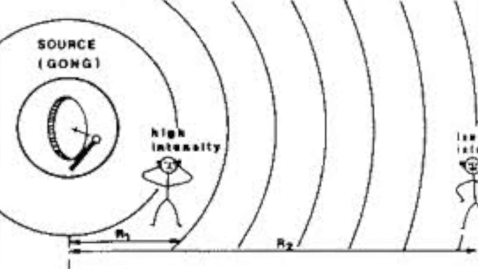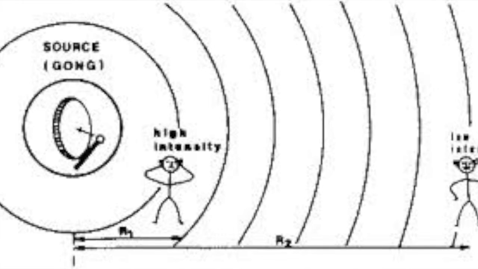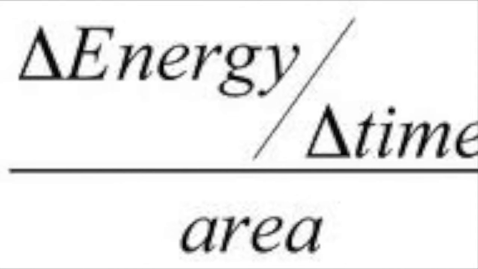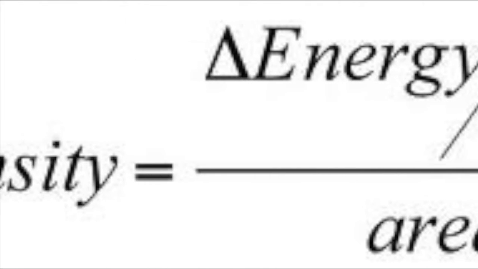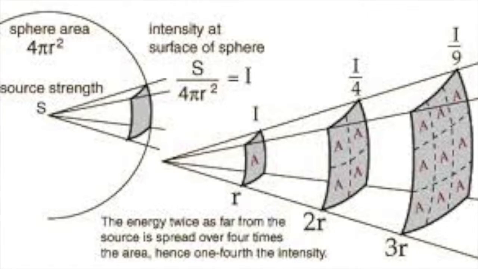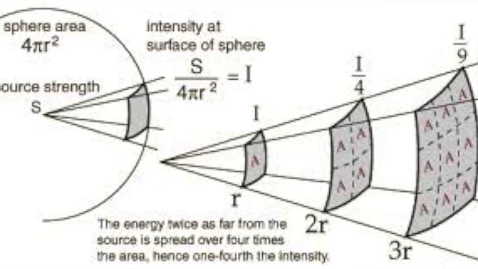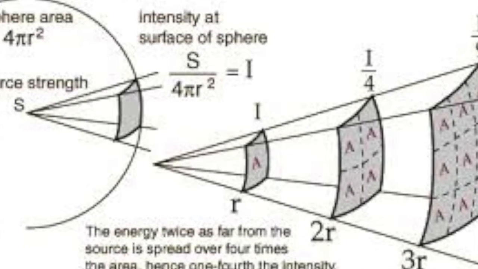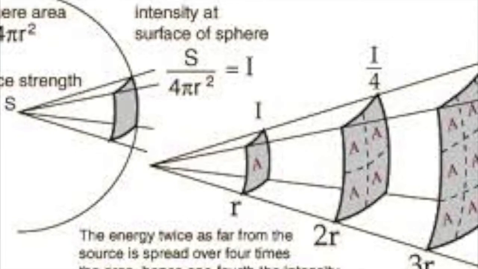Intensity is the rate of energy flow through a given area. The equation for the intensity of a spherical wave is intensity equals power divided by 4 pi times distance from the source squared. This equation shows that the intensity of a sound wave decreases as the distance from the source increases. This occurs because the same amount of energy is spread over a larger area.